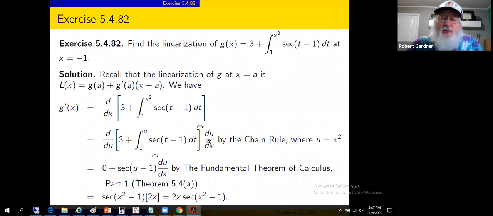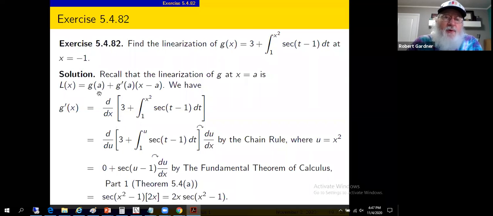The chain rule still plays its role over here on the right-hand side. du dx, u is x squared, so du dx is 2x. Put a 2x on the side. Here it is without the little arrow. We've got secant u minus 1. u was x squared, so substitute that in. And with the chain rule, put the 2x on there, and there's what we get for g prime. Little weird because it requires the fundamental theorem of calculus part 1. So there's a derivative. We still have to deal with the linearization.